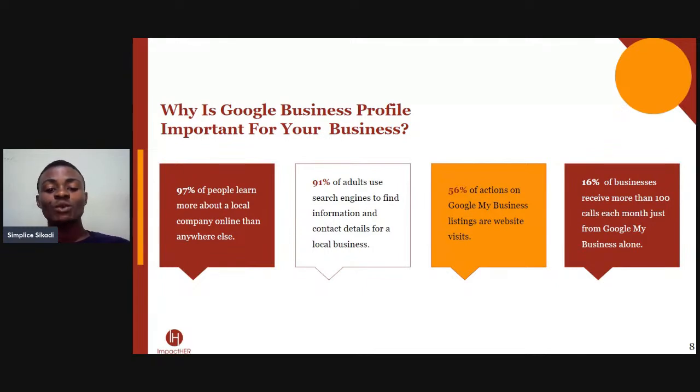Secondly, 91% of adults use search engines to find information and contact details for a local business. So you see, 91% of adults, that's a lot when it comes to data. So they visit the search engine to find stuff like your location, your contact, that is your phone number, your email, and much more information about your business. So if you're not present there, this 91% of people are not going to see you, right? So you want to be present there.